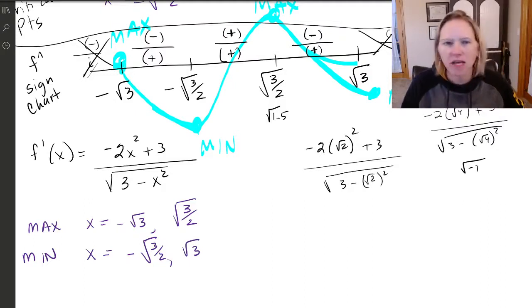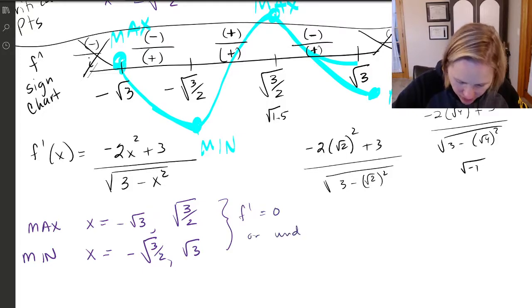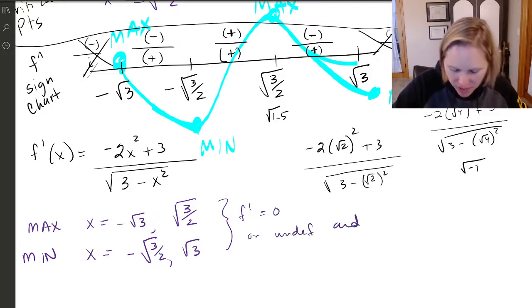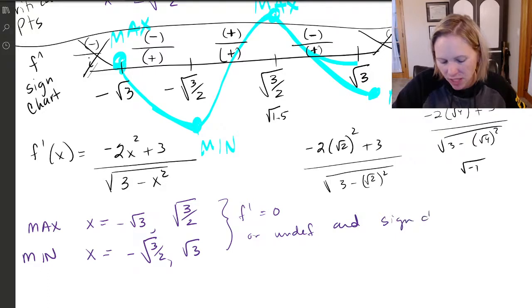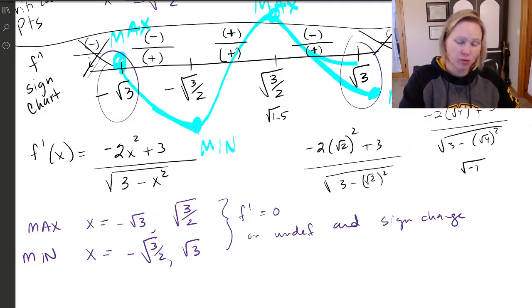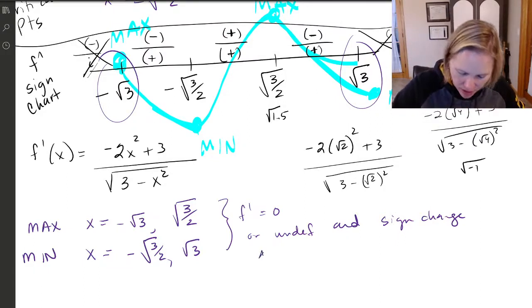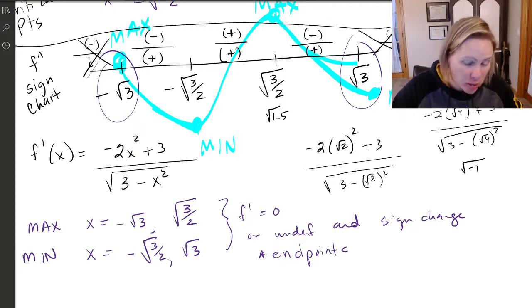And that's because we have f prime is 0 or undefined, and we have a sign change. Now, these are actually going to be endpoints. We'll see that in just a minute. But essentially we have the sign change, we have it undefined and 0, and then I'm going to put a little asterisk because technically these are endpoints. They're just not defined in the problem.